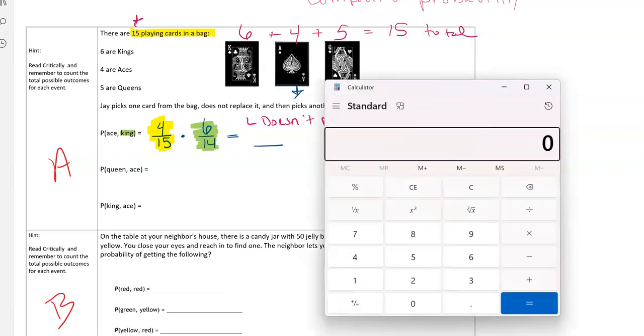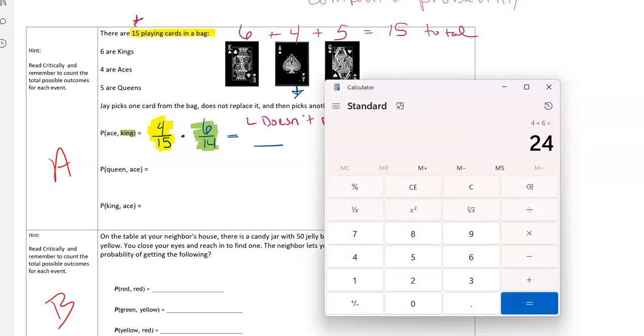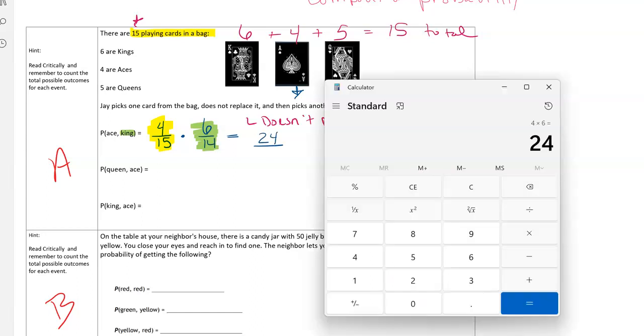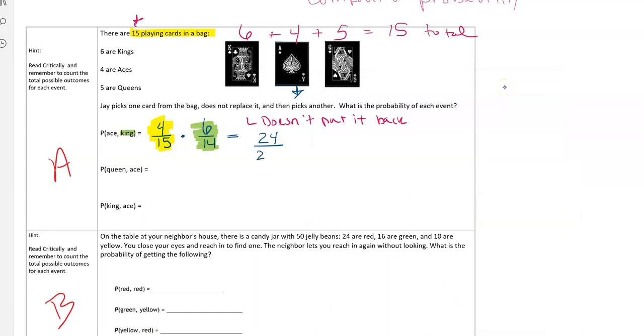So if you need to, you can pull up a calculator and you can do 4 times 6, which is 24. And then we have to do the big one on the bottom, multiply our denominators, 15 times 14, which is 210. Now it didn't ask us to simplify, so we can leave it like that if we'd like.